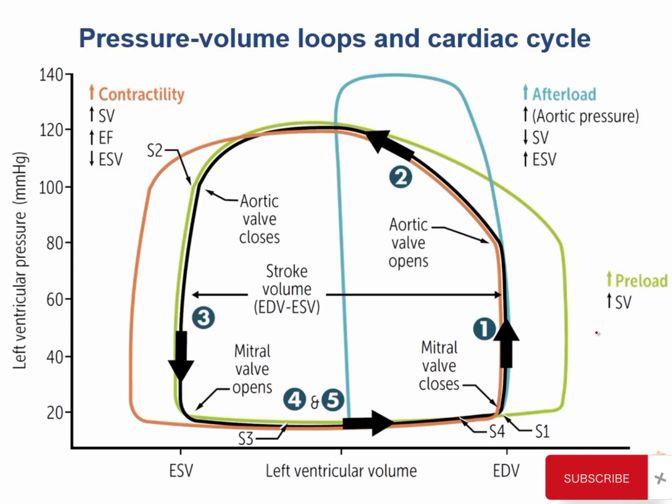Alright guys, this pressure volume loop may seem intense at first, but we're going to dominate it. It basically just plots left ventricular volume on the x-axis and left ventricular pressure on the y-axis. So let's go ahead and start here where the mitral valve opens, at the bottom left of the diagram. At this point, on the x-axis, you see the end systolic volume.